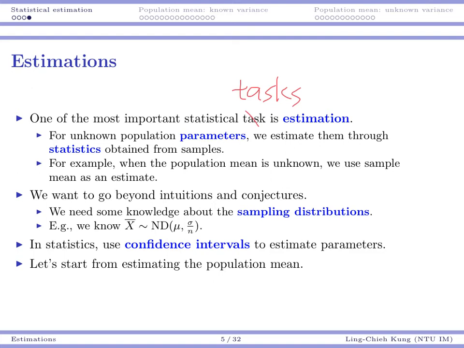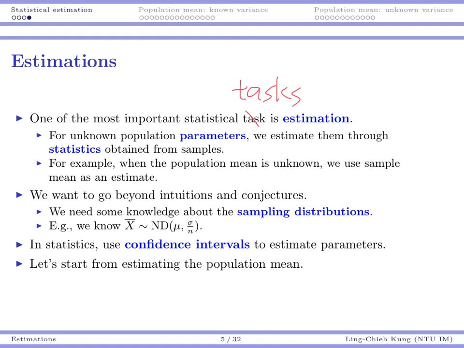The most important thing is that we want to go beyond intuition and conjectures. When we see 960, we always intuitively guess that the population mean should be around 960. But we want more than that. We want that after we make any kind of estimation, we can also know how accurate that estimation is. That's the whole point of learning sampling distributions, and the whole point of learning probabilities.